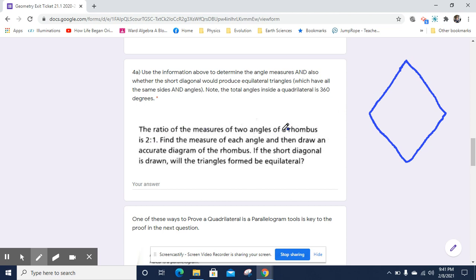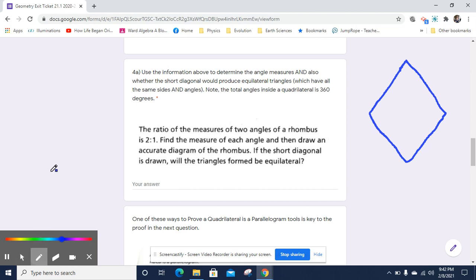We know the ratio of the measures of the two angles of the rhombus is 2 to 1. Now, since it's a special case of a parallelogram, any two consecutive angles are going to be supplementary, which means they add up to 180. We're not dealing with the opposite angles because the opposite angles will be the same, so it's not going to be a 2 to 1 relationship. We've got to only be dealing with consecutive angles. So this angle and this angle add up to 180 degrees and have a ratio of 2 to 1.